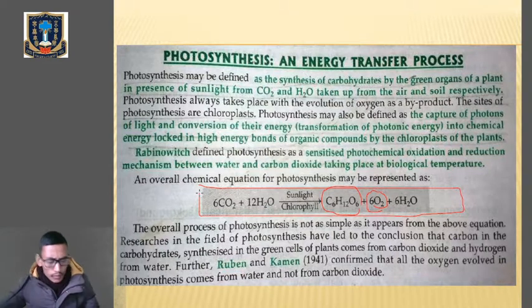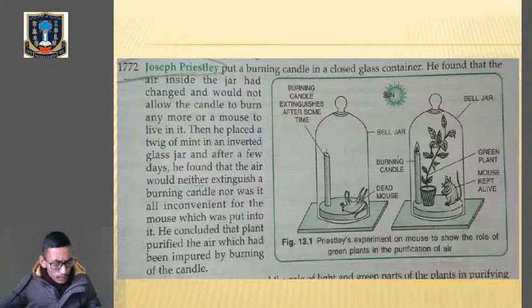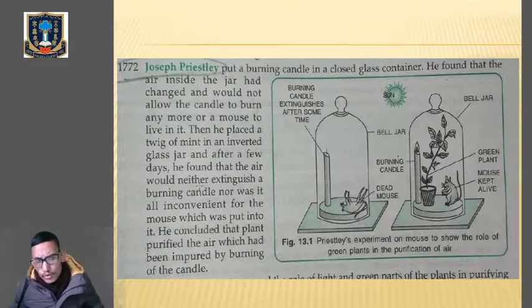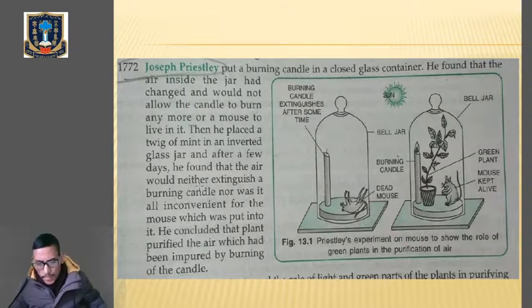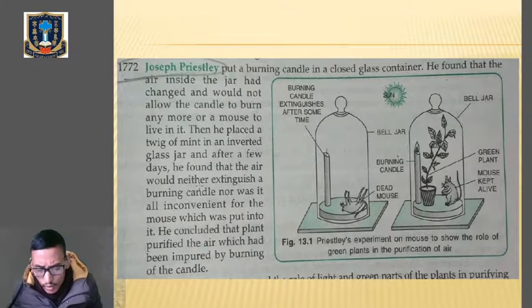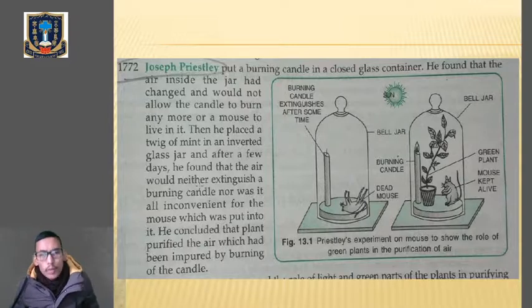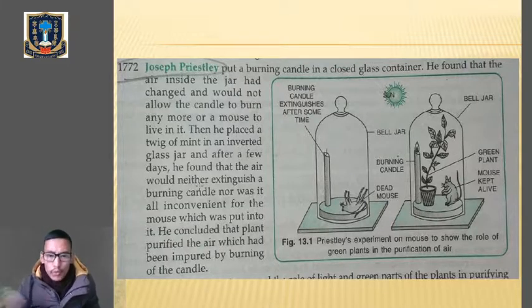Okay, now next one we will discuss the development of knowledge about photosynthesis, or the historical background of photosynthesis. So we have the scientist called Joseph Priestley. It's on page number 13.3. We'll see the contribution of a few of the scientists to the process of photosynthesis.